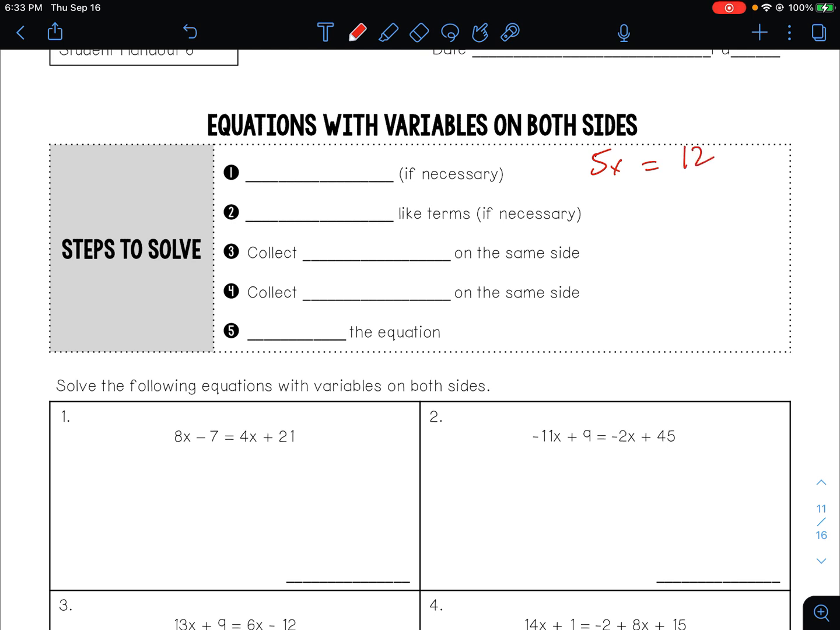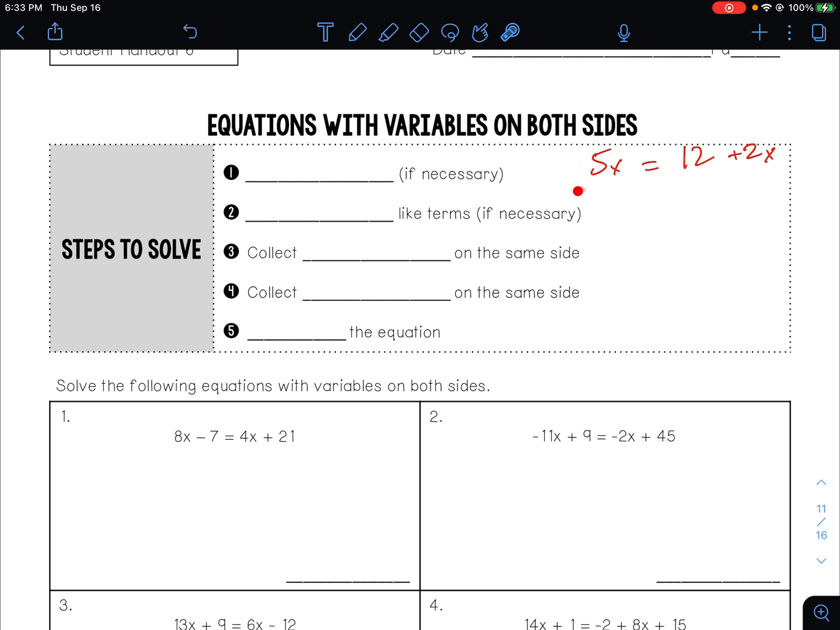You just divide both sides by 5. But what if it said 5x equals 12 plus 2x? How do I solve this? What do I do? Do I subtract 12 from both sides? No. What I want to do is get all the variables on one side.